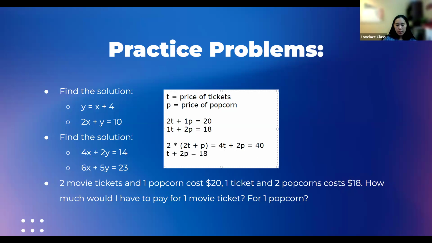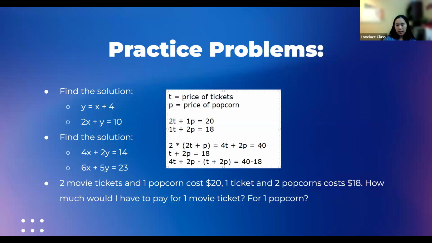So then in this case, we could do 4t plus 2p and then minus t plus 2p, which is the second equation, equals 40 minus 18, right? That's the first equation minus the second equation, which equals 40 minus 18. So then from here, we can get 3t equals 22. So t equals 22 over 3. So that's the price of a movie ticket.